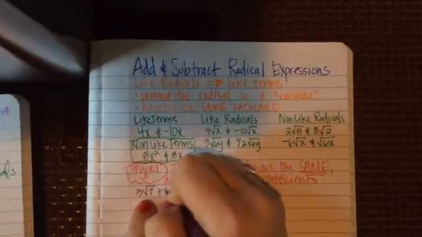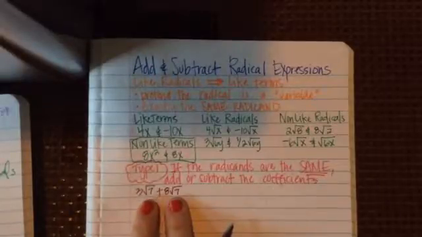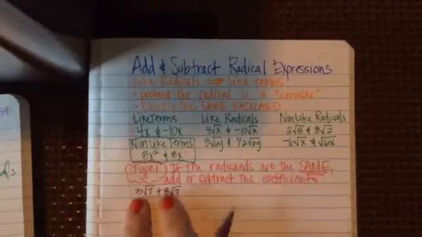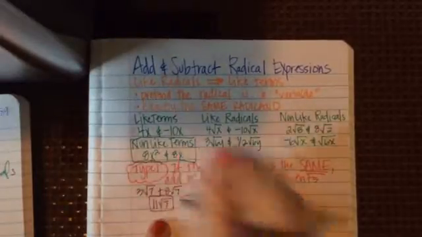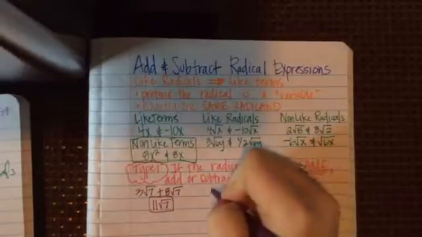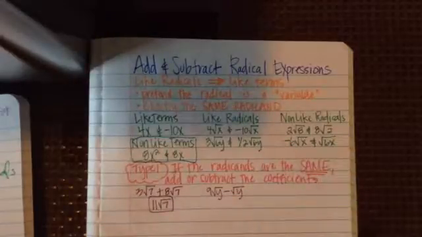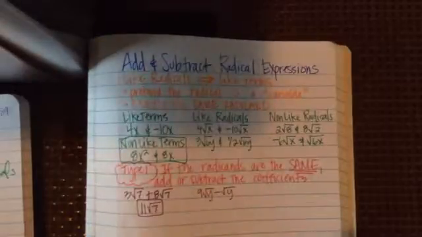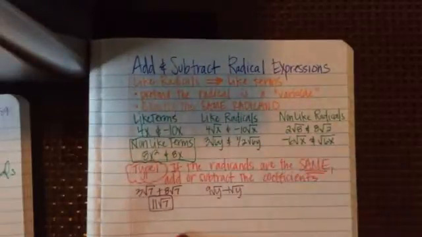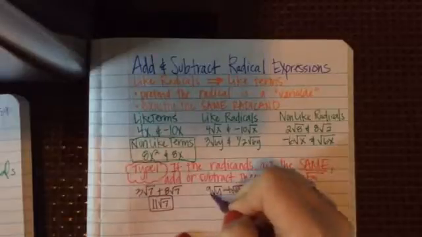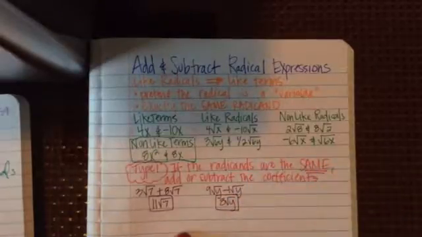3 radical 7 plus 8 radical 7. The radicands are exactly the same, so we add or subtract the coefficients. So 3 plus 8 is 11, and the radical stays the same. Let's try 9 radical y minus radical y. Now, don't go full steam ahead and stop thinking, because that's not 9 radical y minus radical y. It's not 9, because it's really a coefficient of 1. So 9 minus 1 is 8, and the radicand is the same, radical y.